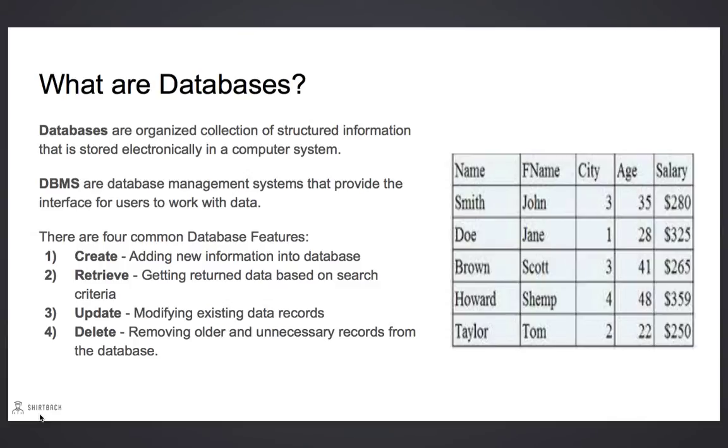There are four common database features that we will learn about. We commonly abbreviate them as CRUD, C-R-U-D. C is for create. Create means we add new information into the database. R is retrieve. We return data based on certain search criteria. U will update. This is the modifying of the existing data records. D is for delete, which is the removal of older and unnecessary records from the database.